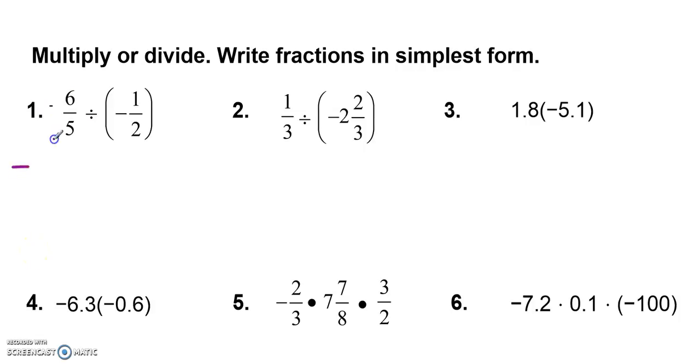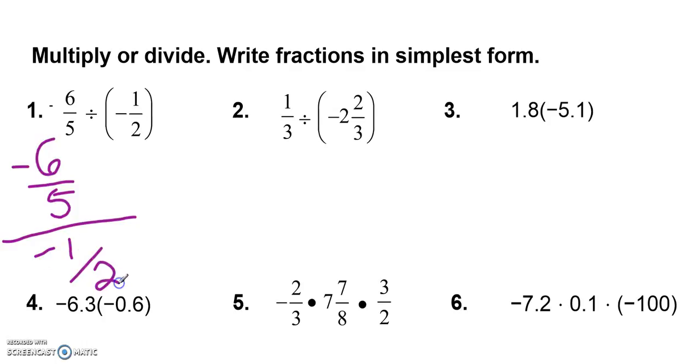So -6/5 divided by -1/2. And just to be clear, we're dividing a negative by a negative, so we're going to get a positive. Okay, so the bottom, in the denominator, I do not like this here. There's a denominator here, there's a denominator here, this is a denominator. There's just too much going on. So I want to get rid of this.